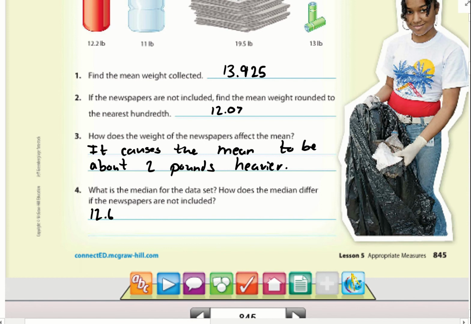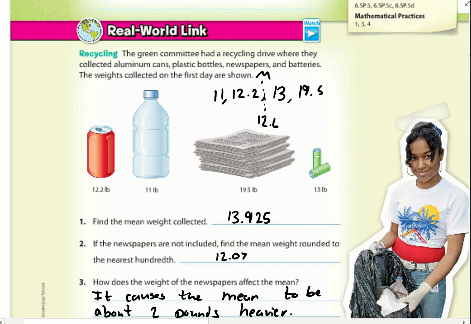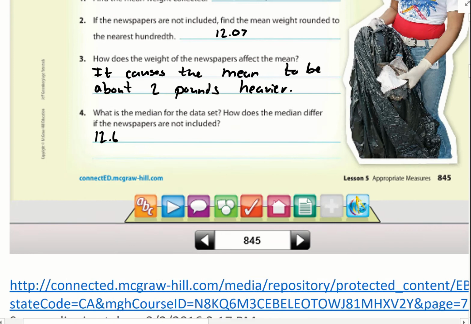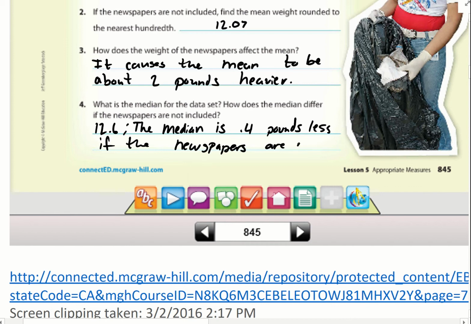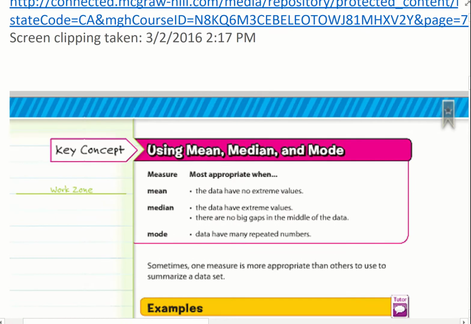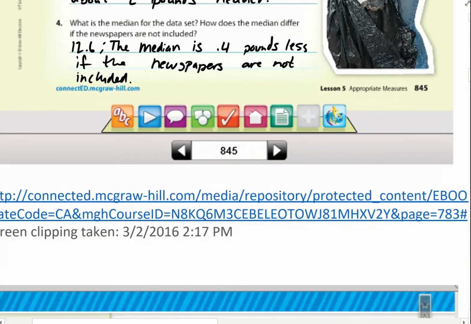So how does the median differ if the newspapers are not included? So if there's no newspapers, now the new median is 12 and 2/10. So the median is 4/10 pounds less if the newspapers are not included. And then we'll go into more detail. Well, I'm actually going to refer back to this.